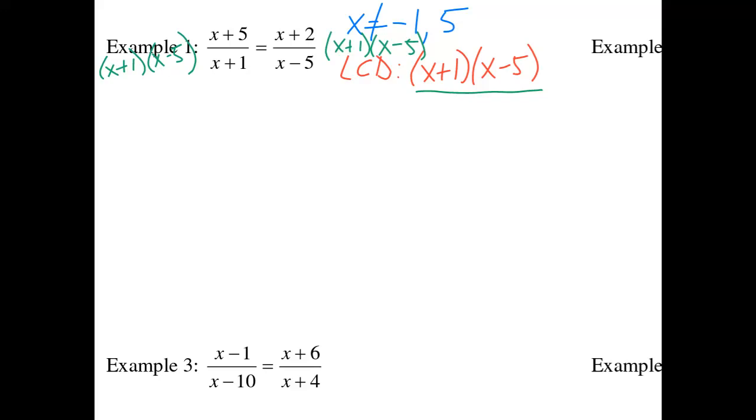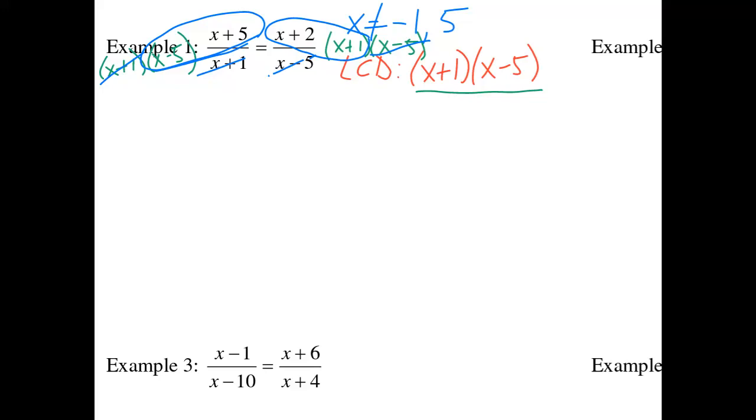So over on the left, since the denominator is x plus 1, this x plus 1 will cancel with it. So really what we have to do is just multiply these 2 factors together for this first side. Over on the right, we have the denominator is x minus 5, which means I don't need this x minus 5 because they would both be top and bottom. Okay, just like we've been canceling in rational expressions. So really over here, I just need to multiply x plus 2 times x plus 1.